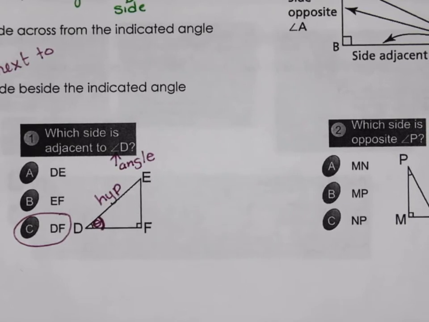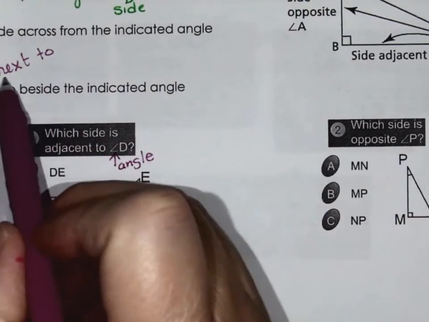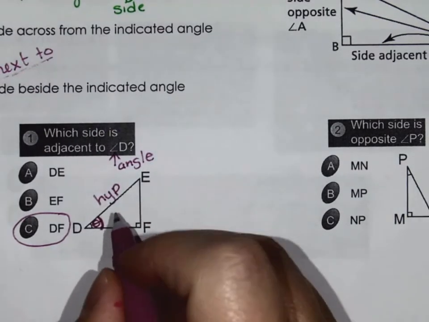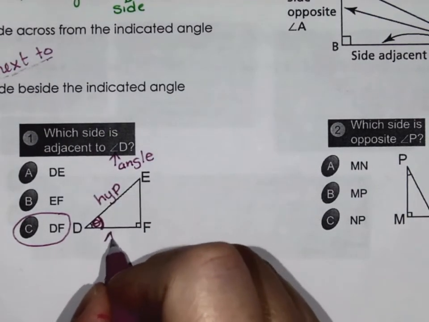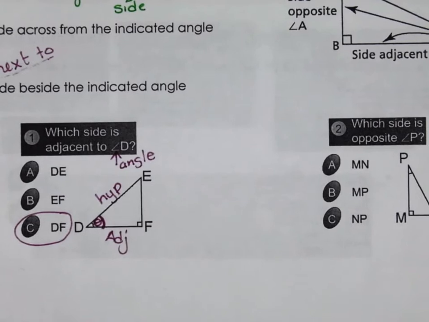Okay. So ladies and gentlemen, the reason why I said maybe you need to look at the hypotenuse first is that side doesn't change based on whatever angle we're looking at. One of the strategies that I use is I always label my hypotenuse first, and then I only have two sides to worry about. We know that it's adjacent because adjacent means next to the angle. So DF would be this side. That would be my adjacent side right there.